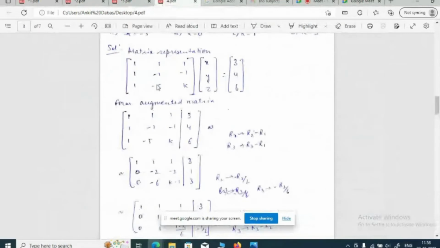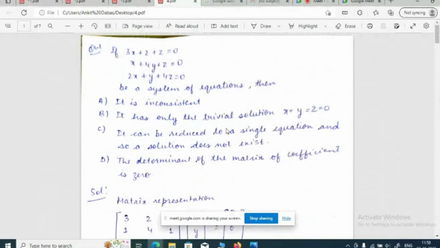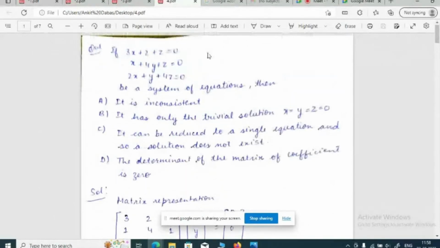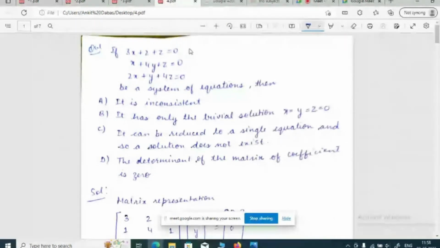Let us see some questions. Now if 3x plus 2y plus z is 0, x plus 4y plus z is equal to 0, and 2x plus y plus 4z is 0 be a system of equations, then you are asked whether it is consistent or inconsistent. If it is consistent, it has a trivial solution because it will always have a solution, as it is a homogeneous system.